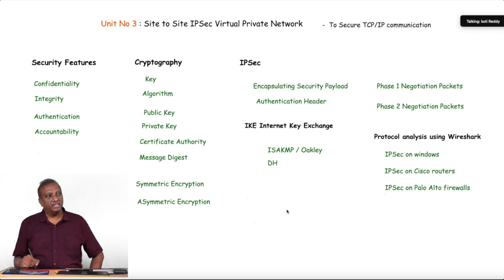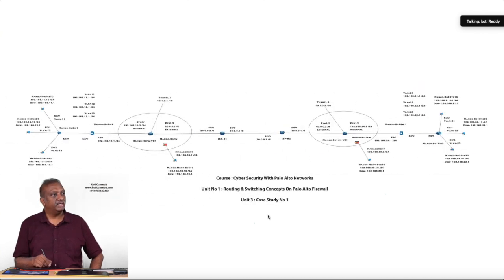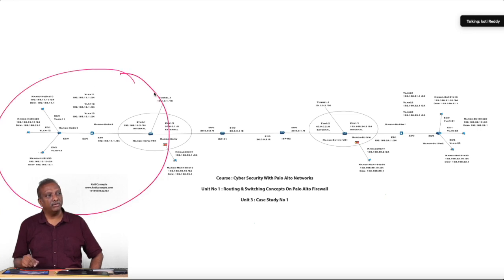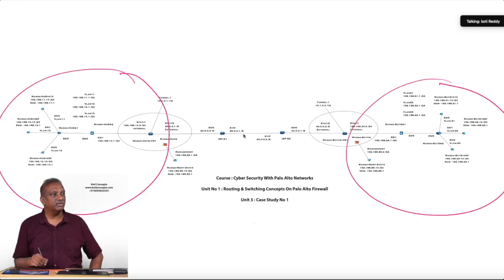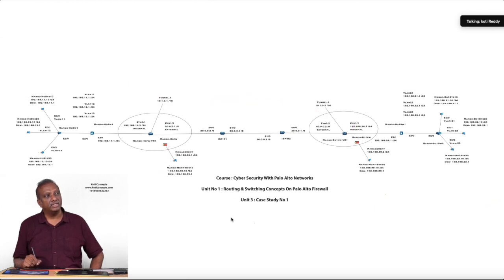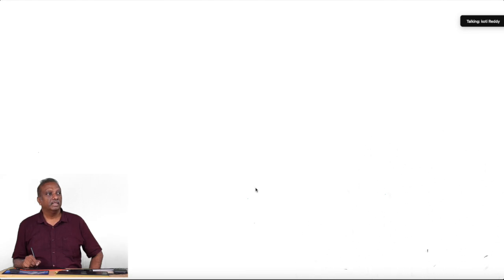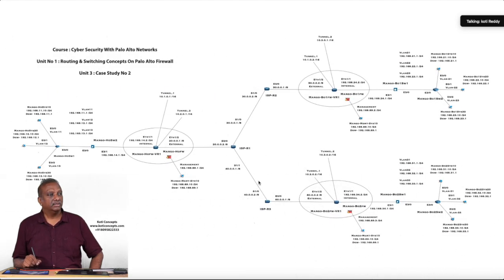Further again, you have this case study here. We have, say, a head office and a branch office, and how to do IPsec VPN between the head office and branch office. One head office and one branch office. Again, one head office and two branch offices, right? Like that. So these two are covered.